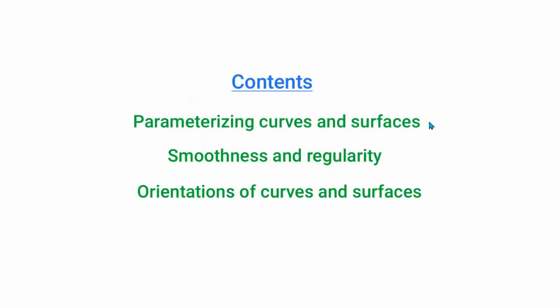We'll talk about parametrizations, we'll have some discussion about what it means for a parametrization to be smooth or regular, and we'll talk about orientations of curves and surfaces, and for example, what it means for the boundary of a surface to be positively oriented with respect to the orientation on the surface.